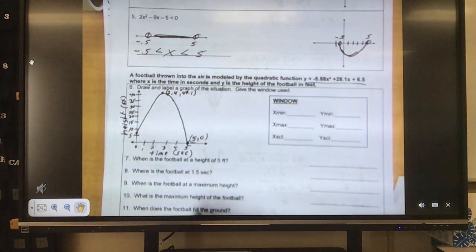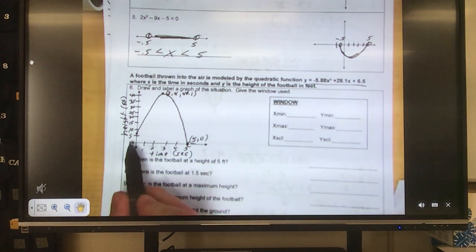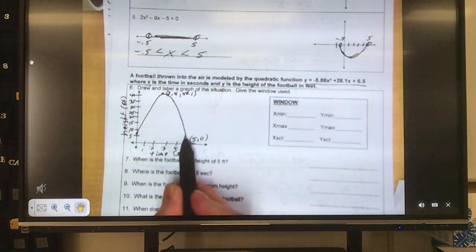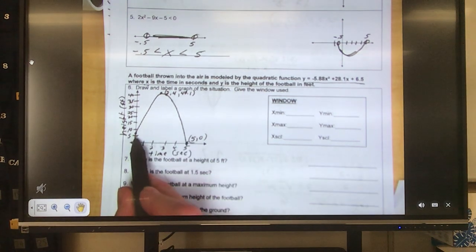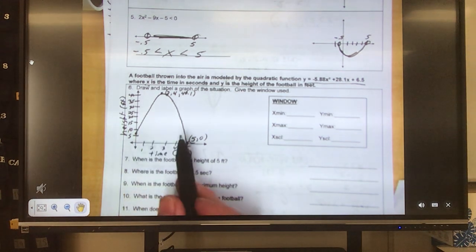So now we can answer some questions. It says, when is a football at a height of 5 feet? Well, we can look at our graph and go, well, it's only going to be at 5 feet how many times? Once, because remember I started 6.5 feet high. So it was never over here on this side, it was never at 5 feet.